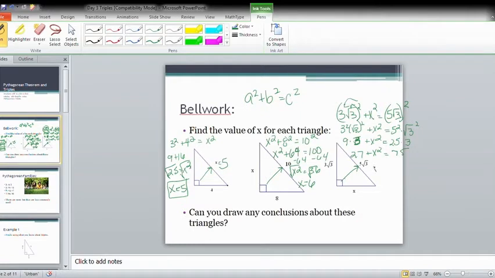Subtract 27 from both sides. So I would get x squared is equal to 48, sorry. We're going to take the square root of both sides. So I get x equals the square root of 48.